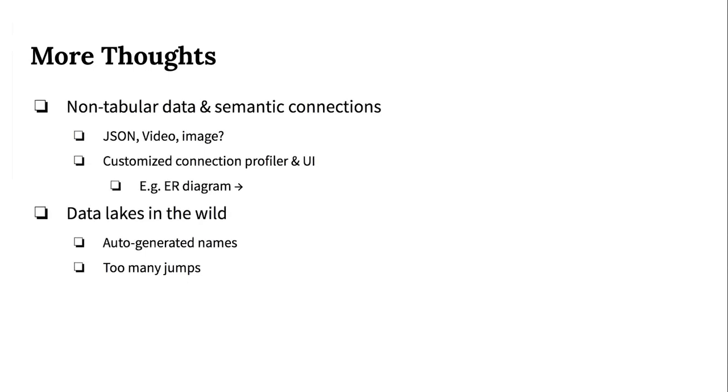Other challenges in deploying to data lakes in the wild include auto-generated table and column names, which will make the jump options less readable. And when there are too many jumps, it can be hard for the user to choose where to jump to. We plan to address these challenges in a future release.